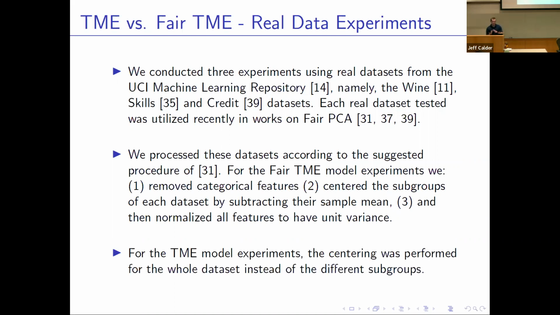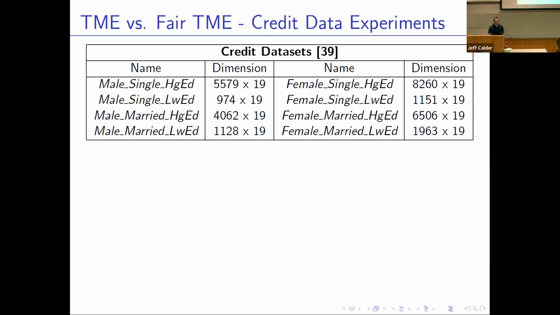For the TME model, we did the same type of centering and processing of the data, but we just did it all together. So for the FAIR TME model, you process each of the subgroups separately. For the TME model, we just brought all the data together and did the same processing steps. And I'll look at one example of these. I'll look at the credit example.